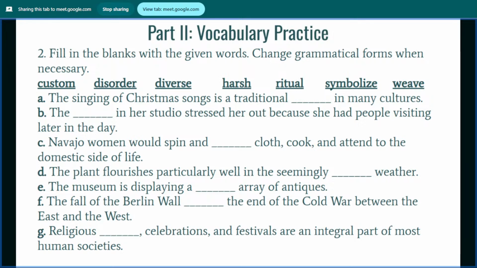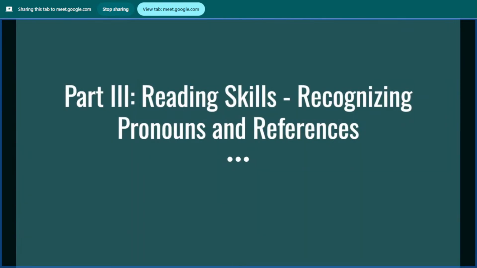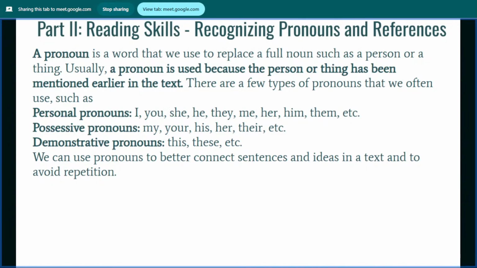Done? Okay, very good. Now, here we look at pronouns. We already know what pronouns are, but before that, we need to know nouns. Nouns are the words that we use to refer to people, places, things, ideas. Correct? If I say happiness, even that is a noun.